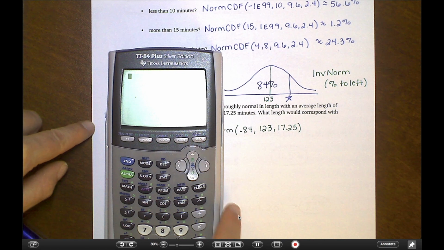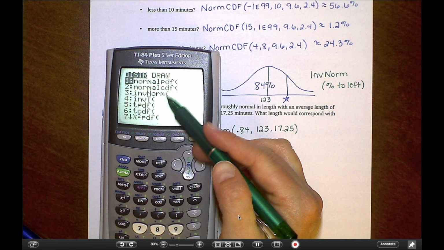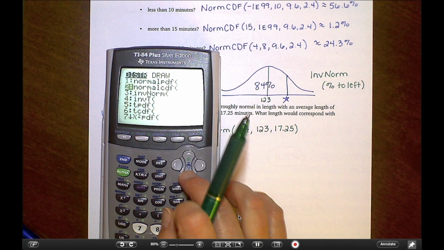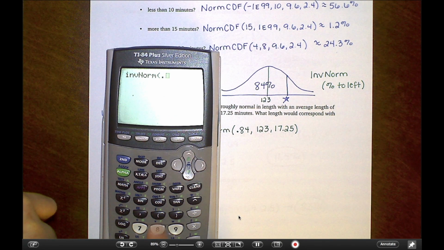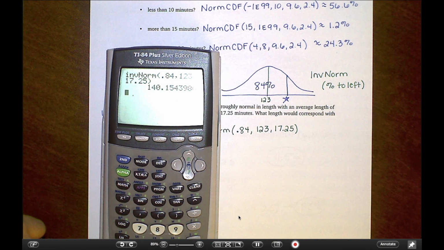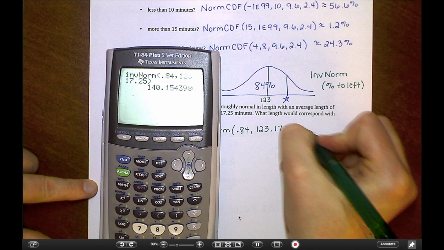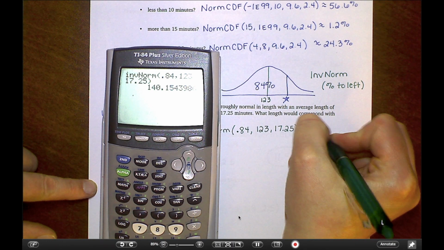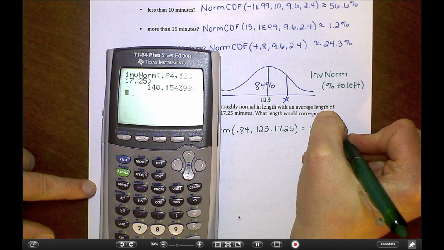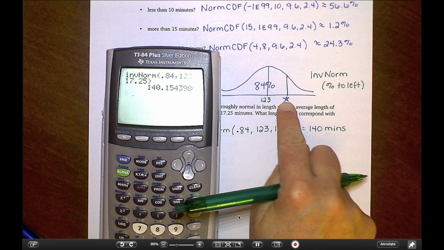I'm going to go to my distribution menu again, and you should see that next option down, inverse norm. Okay, we're going to type in 0.84, 123, 17.25. Okay, and it gives me 140-ish minutes, which in terms of our normal curve makes sense.